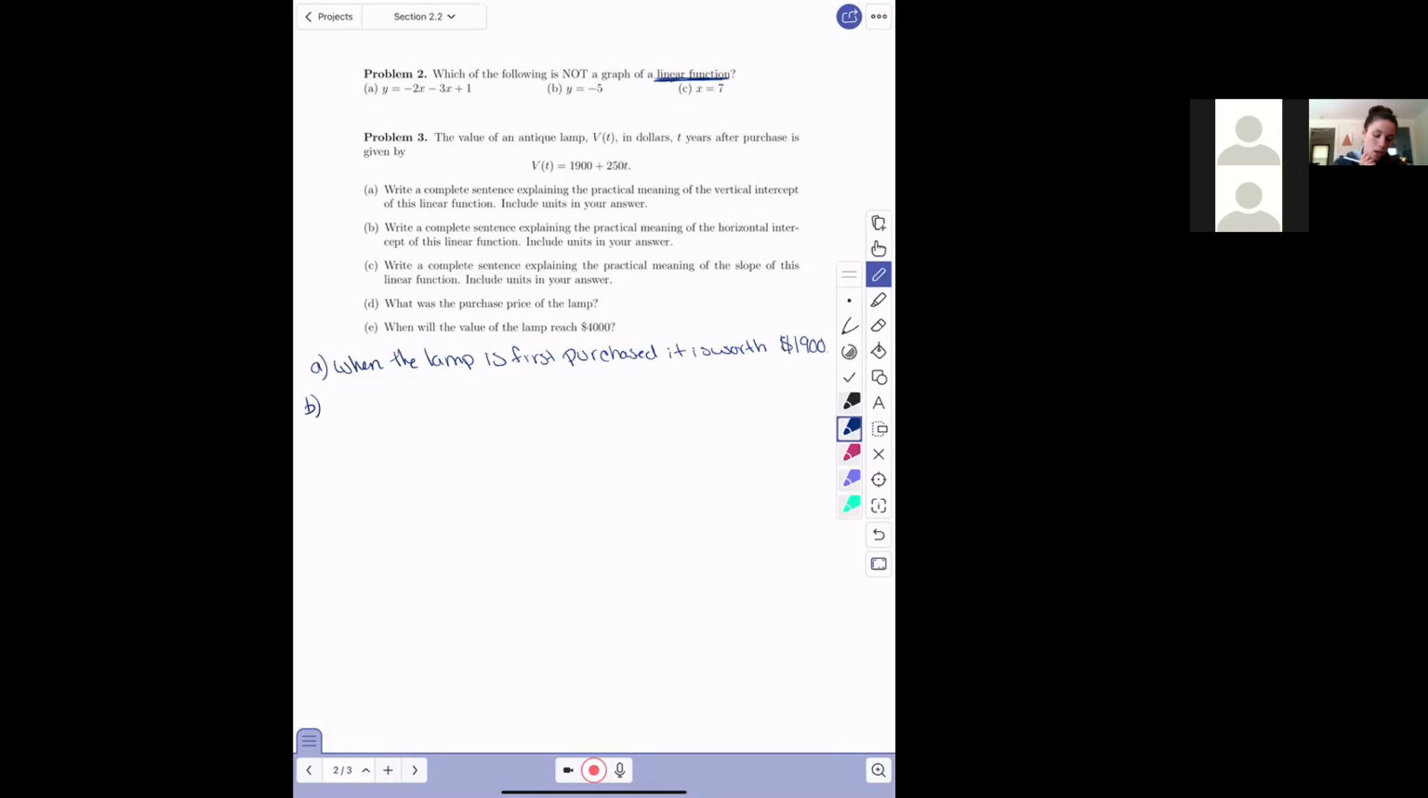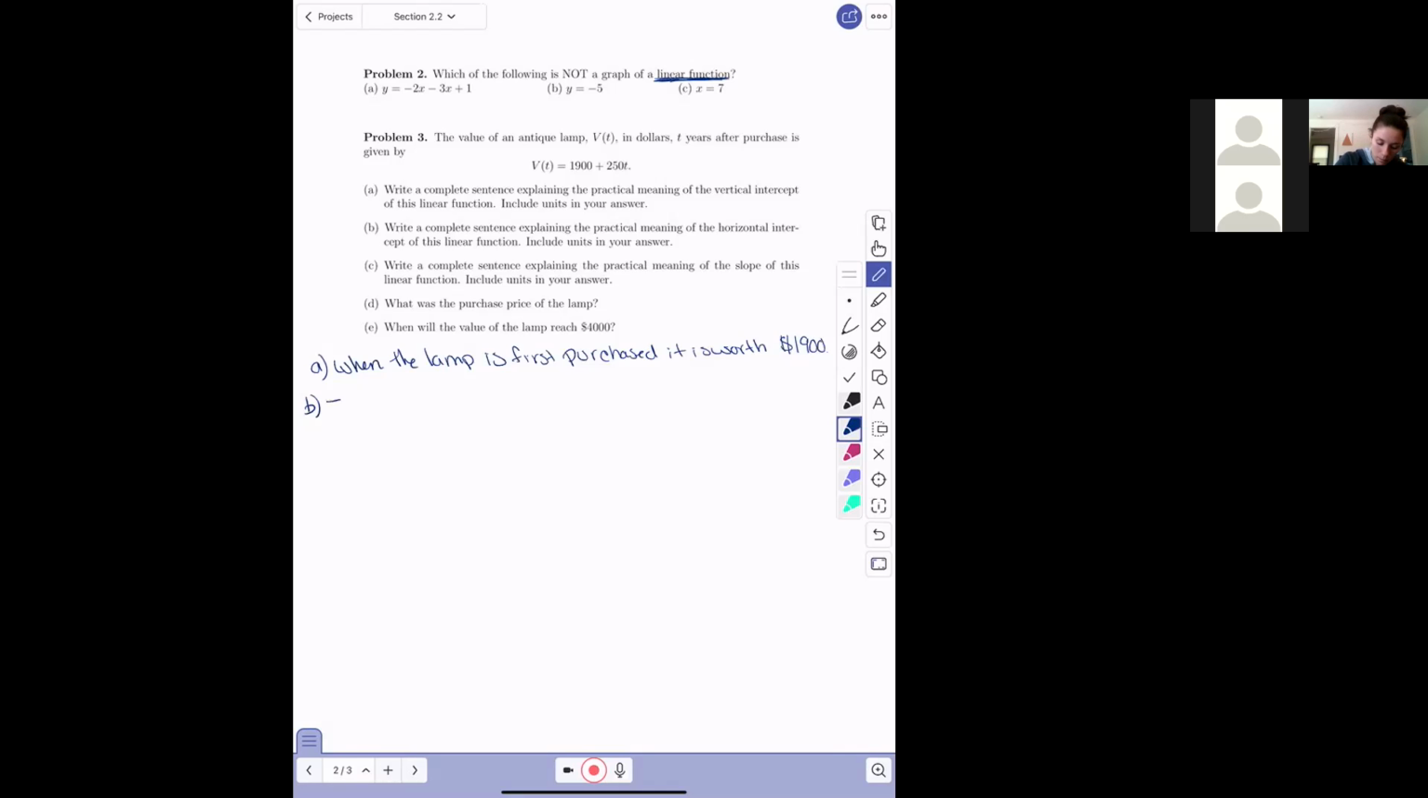B, write a complete sentence explaining the practical meaning of the horizontal intercept of this linear function. Include units in your answer. So the horizontal intercept is when the value of the car is worth nothing. So I mean, sorry, the value of the lamp is $0. And because the lamp is an antique, this happens prior to purchase, okay? So T is actually negative in this case. So it's before the lamp was purchased when it was worth nothing.